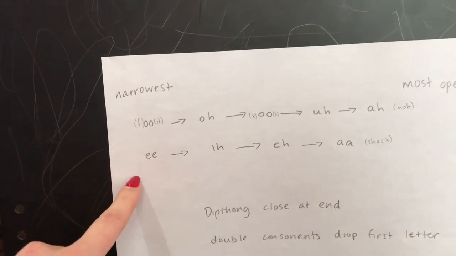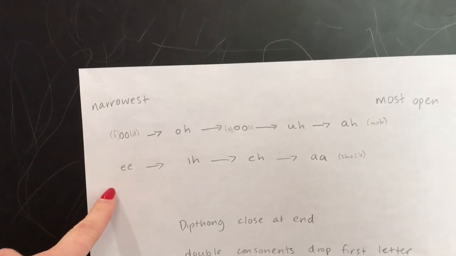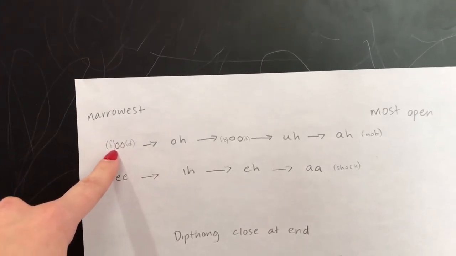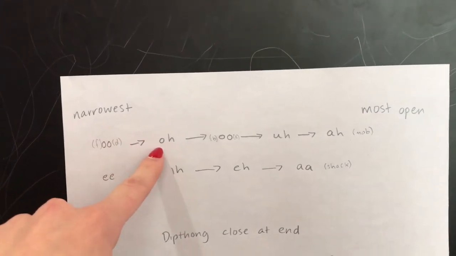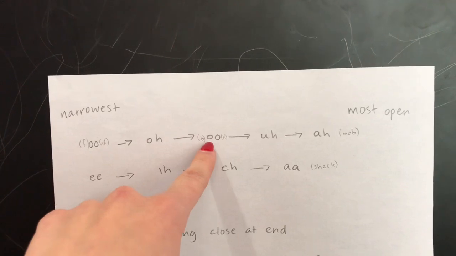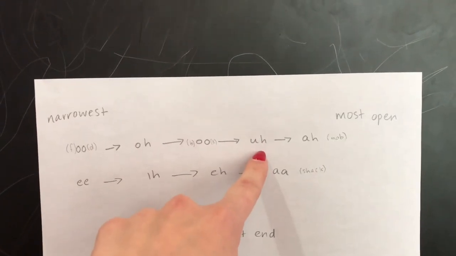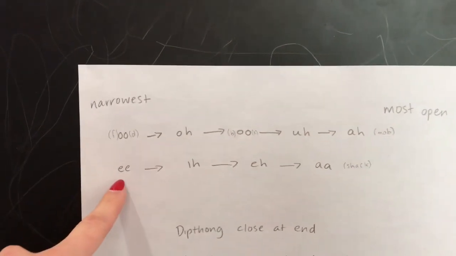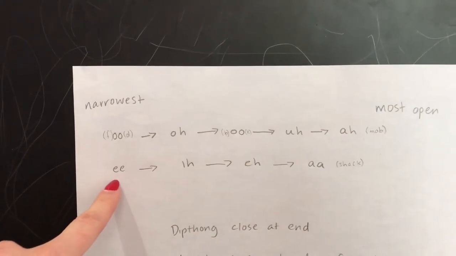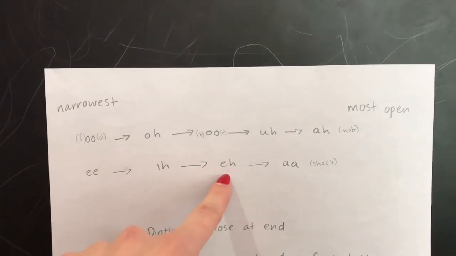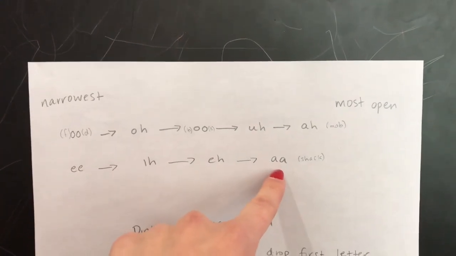U and E are our narrowest vowels. And you can modify U, as in food, to O. And then O to as in book, to and to as in mob. If you start with E, you can modify to I, and then to and then to as in shack.